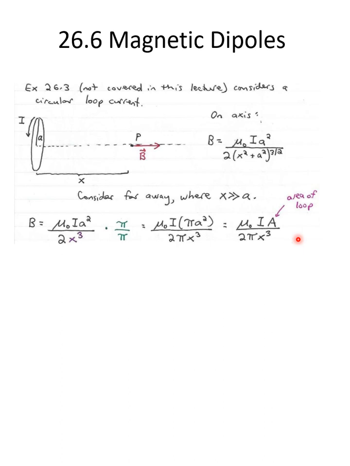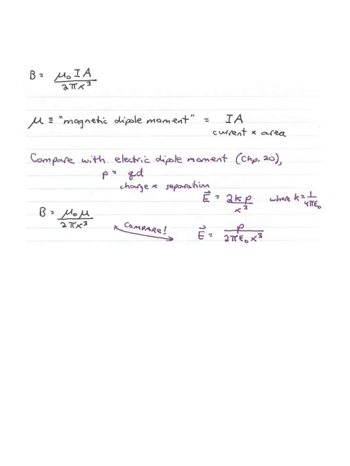And what we're going to see is that this has ramifications for any current loop. It doesn't have to be a circular loop, but this is the magnetic field, mu naught I times the area of the loop over 2 pi and the cube of the distance from the loop, as long as we're looking along the axis. So there it is again, magnetic field is mu naught I a over 2 pi x cubed. And we define mu, so not mu naught, but just mu, as the magnetic dipole moment of a loop. And the magnetic dipole moment is the current going around that loop times the area of the loop.